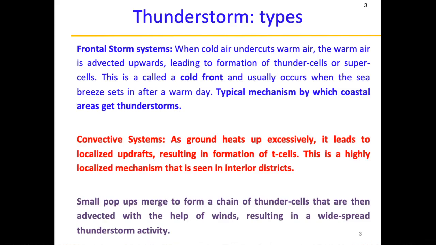And due to the moisture difference, the warm air is moist and the cold air is dry, so they mix with each other and they lead to formation of these supercells or thunder cells. And this cold air undercutting warm air is known as a cold front, and this usually occurs when the sea breeze sets in after a very warm day, leading to formation of thunder cells. And this is a typical mechanism of formation of thunderstorms in a coastal area like Mumbai or Goa or Chennai and those places. So the thunderstorms that you see around these coastal regions are basically due to a frontal system.